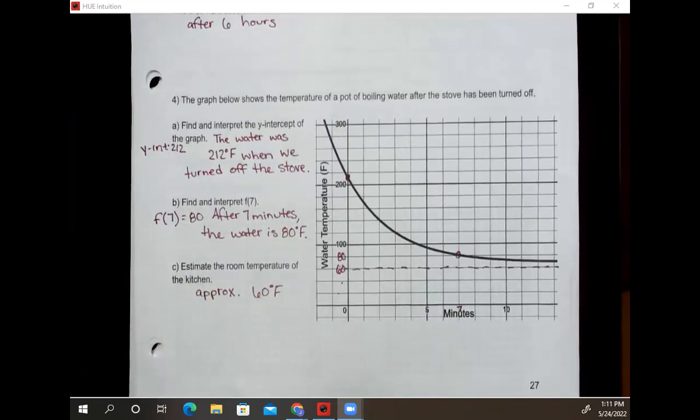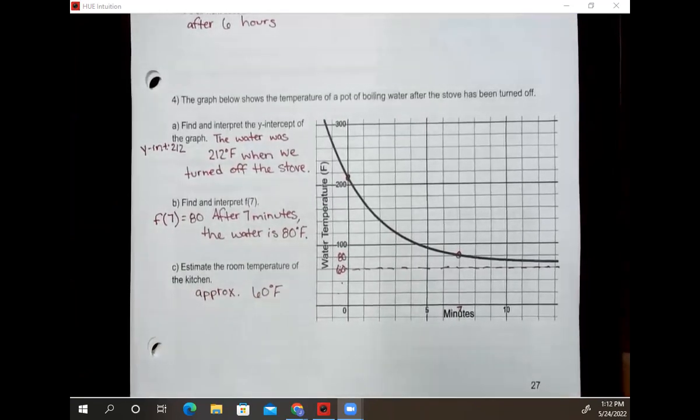Questions for me? Okay. Again, same stuff we did with quadratic, same stuff we did with linear. If I have a graph and a context, we can interpret information based on what we know our X and our Y represent. So that is it for our review for our exponential functions.